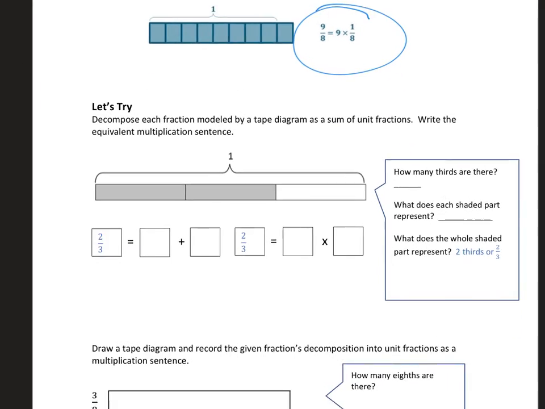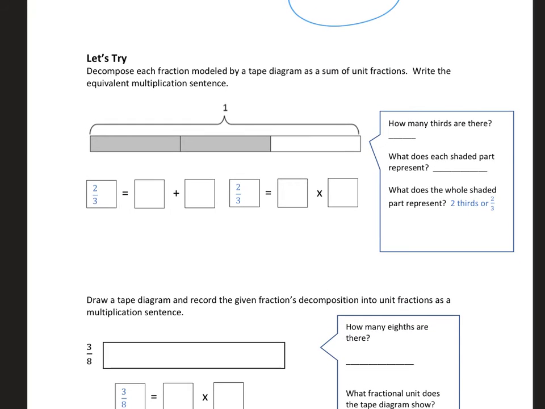So now we're going to move down to the let's try section, right? This is where you're going to be doing the work, right? So this would kind of be like the we do during the lesson, okay? So it says decompose each fraction modeled by a tape diagram as a sum of unit fractions. Then we're going to write the equivalent multiplication sentence, okay?